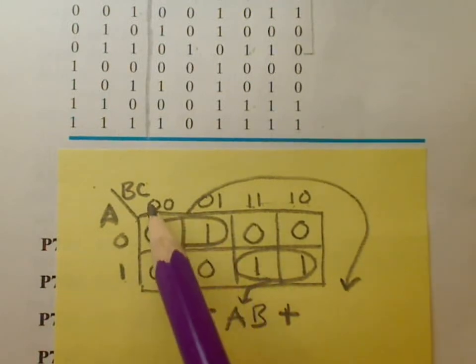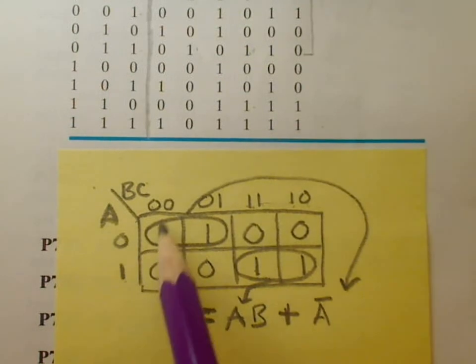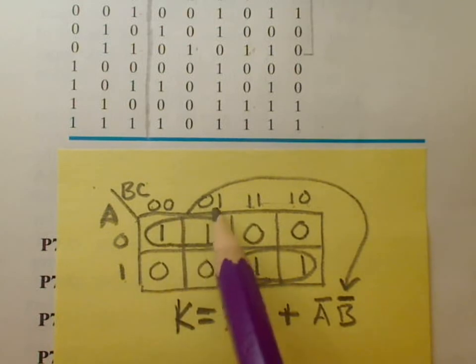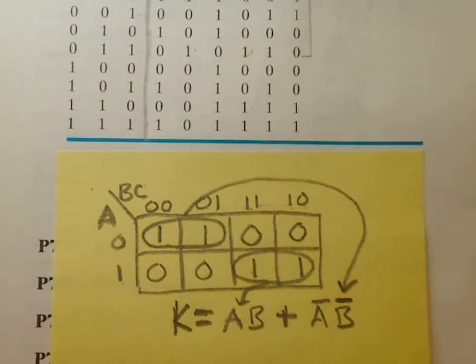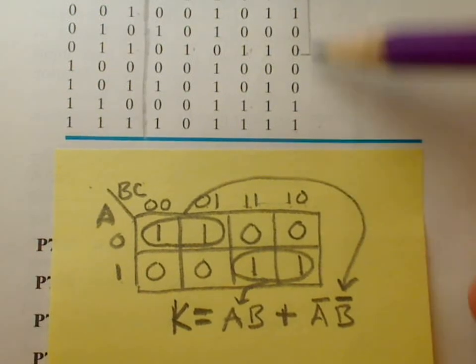Alright, and the next one here, we have A remaining low, B remaining low, and then C changes, so it's not included in that expression. So that's the simplified version of the function K.